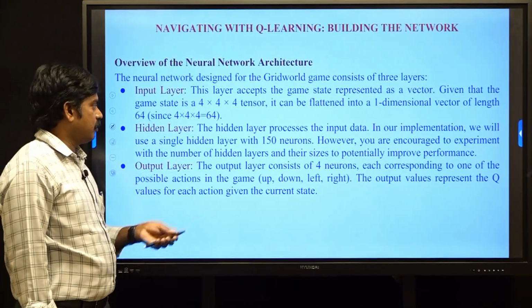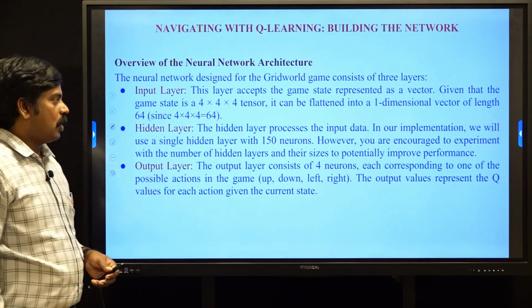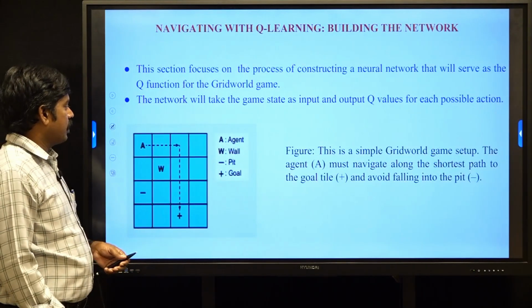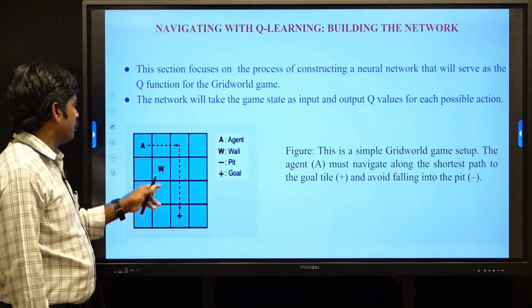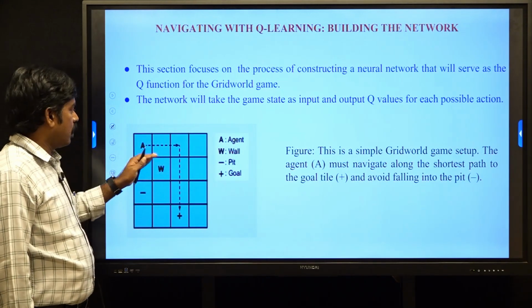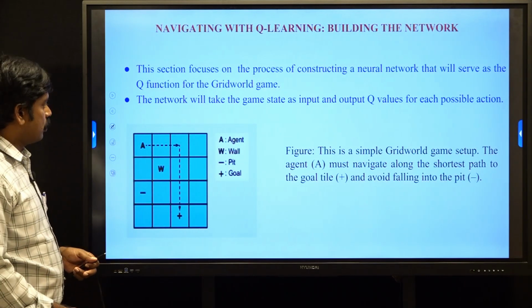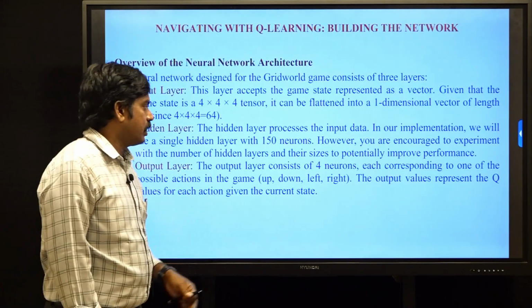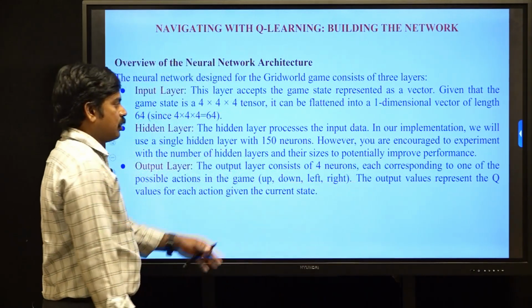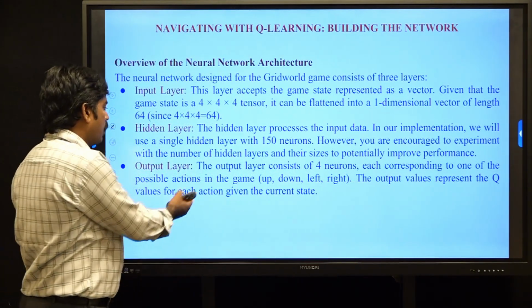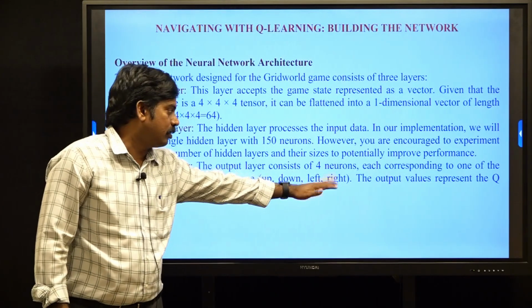For the hidden layer, we are taking 150 neurons. The output layer in this grid world game represents the actions. The possible actions in this game are move up, move down, move left, or move right. So the output layer contains 4 neurons, corresponding to the possible actions: up, down, left, and right.